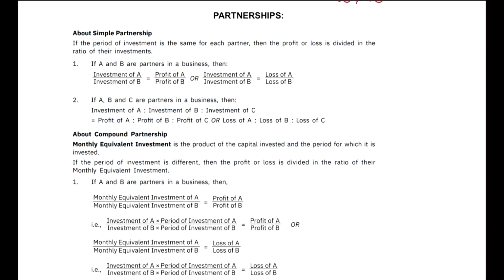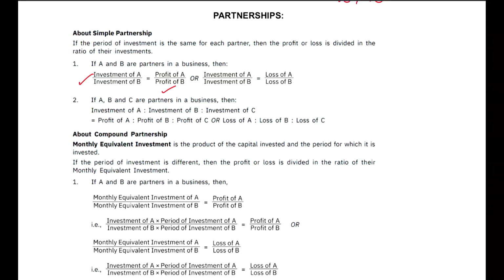For partnership, you have to again go by the ratios only. So this is a part and parcel of ratios only, where the partnership is done in simple partnership as well as compound partnership. Simple partnership is where only your investment ratio is used to calculate the ratio of your profit or to calculate the ratio of your loss.